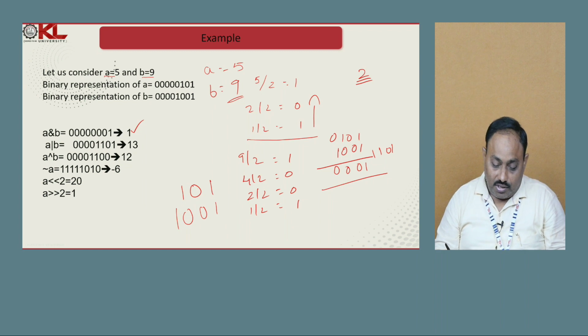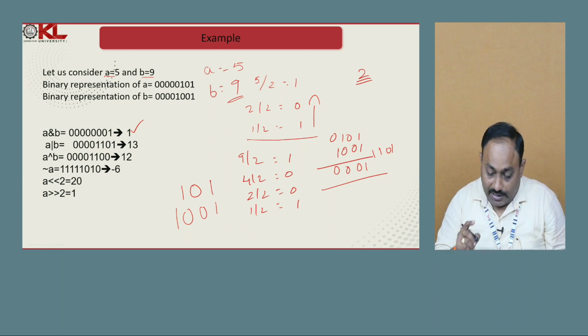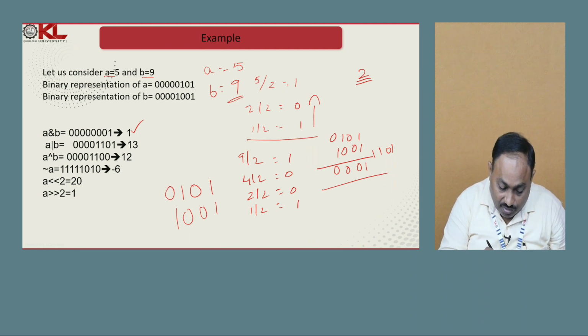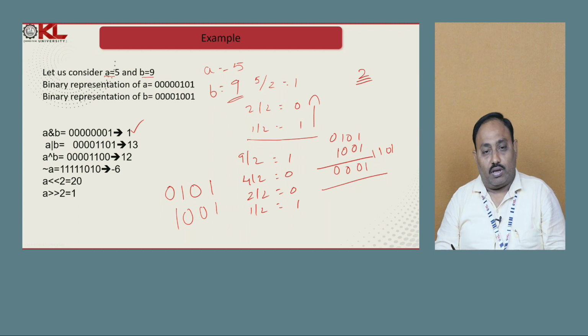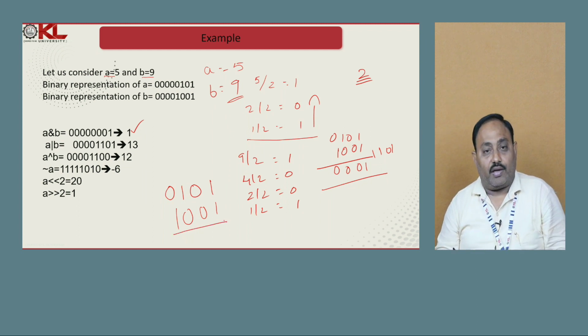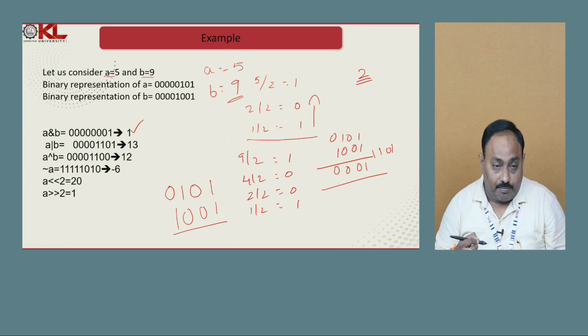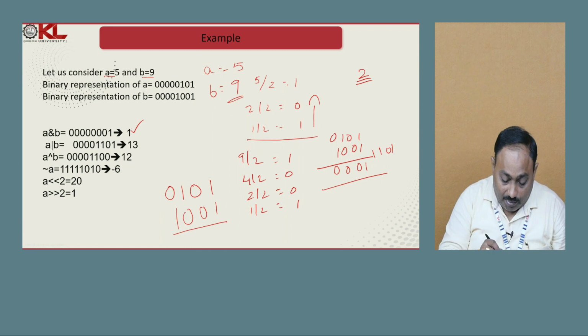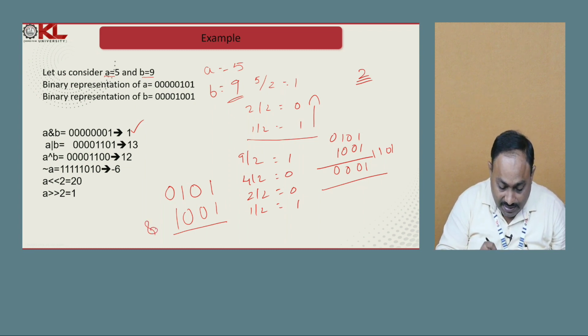1001. Here the second operand takes 4 digits, that's why I want to add one more bit at the left side to make it 4 binary digits. Now I want to perform binary manipulation by using bitwise operators on these two numbers.